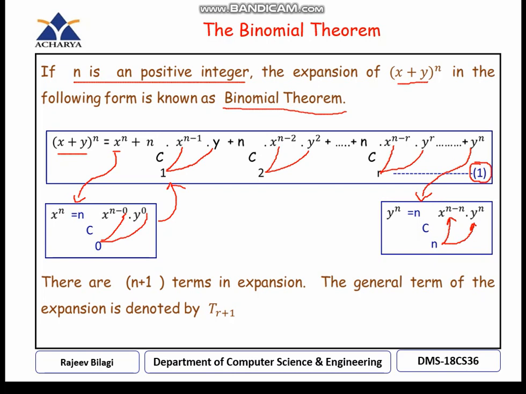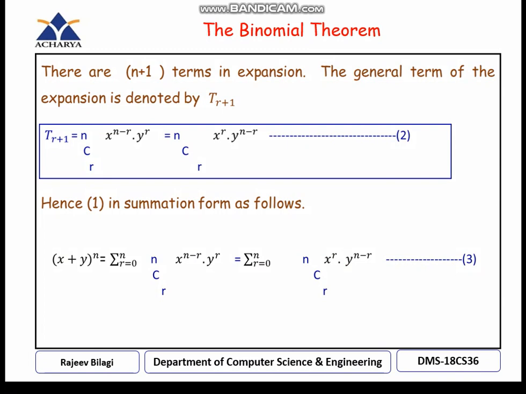So again it will be 1 into y to the power of 1, which is y to the power of 1. So here also nC0 is 1, then x to the power of n minus 0 is x to the power of n, and y to the power of 0 is 1. If you look, there are n plus 1 terms in this expansion, and the general form for this expansion is represented by T(r+1).